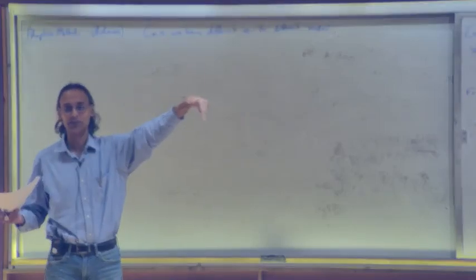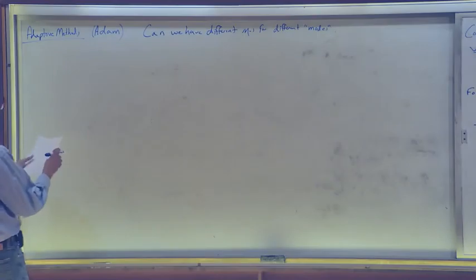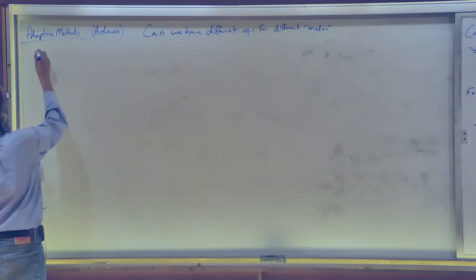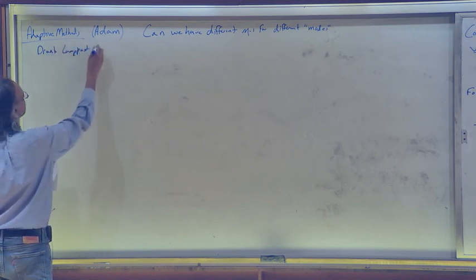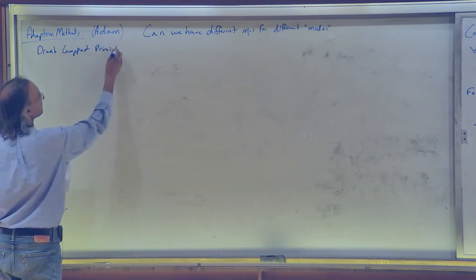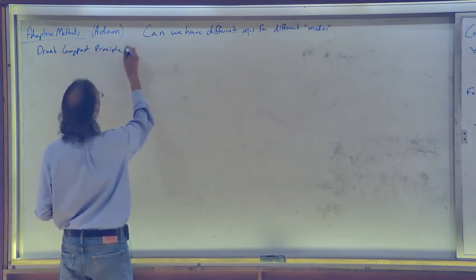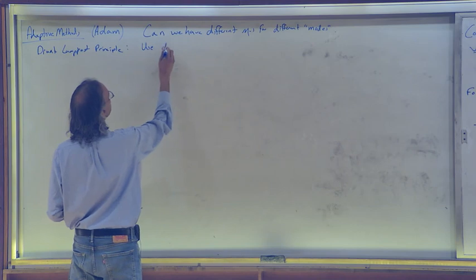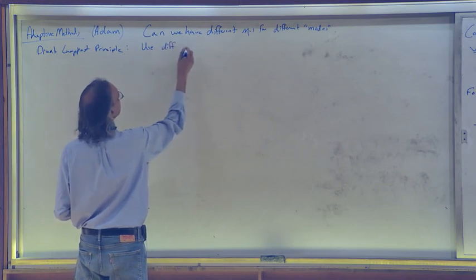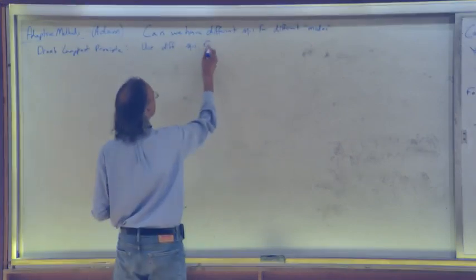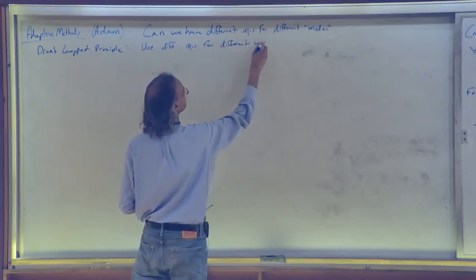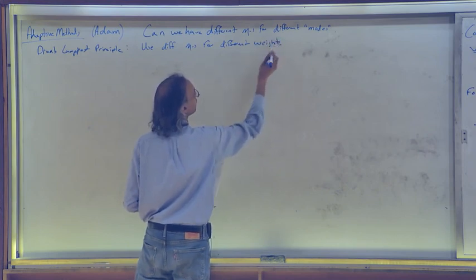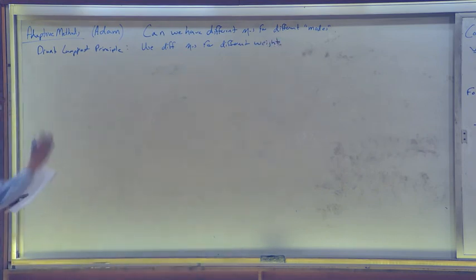So the drunk lamp post principle says use different etas for different weights, not modes, because that's what you can see.